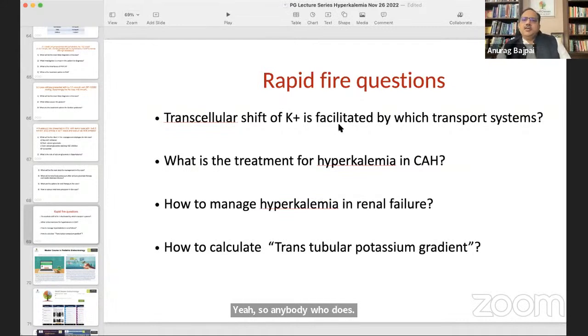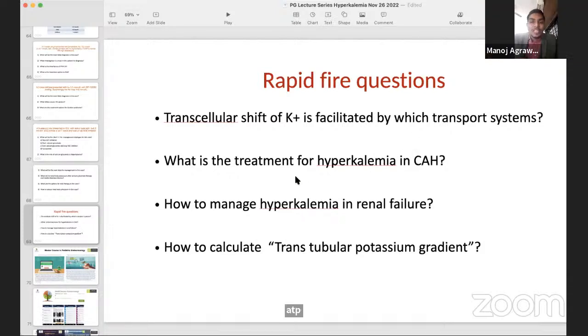Which is the channel which basically exchanges the potassium? I think this is very easy. Sodium potassium ATPase, Dr. Rajesh has got it. Next question. It is perfect. So what is the treatment for hyperkalemia in the CKD? As we discussed, there is a specific treatment for hyperkalemia according to etiology.